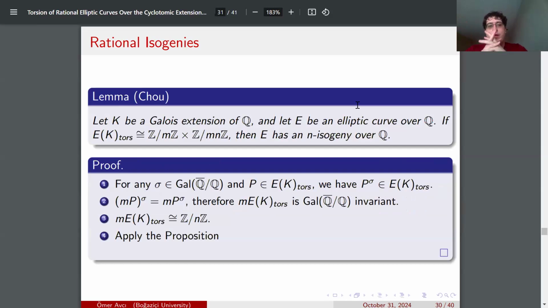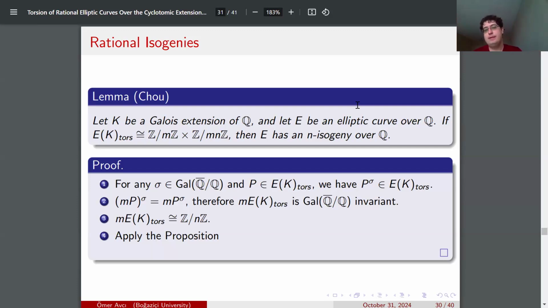So we saw that an elliptic curve having an n isogeny is very limiting. If we can show under certain torsion conditions that n isogenies exist for some n's, then it is very useful. So looking at isogenies is very important in torsion research, and here's an example why. If K is a Galois extension of Q, E is over Q, and let's say the K torsion is isomorphic to Z modulo m times Z modulo mn, then E has a rational n isogeny over Q. And the proof is very simple.